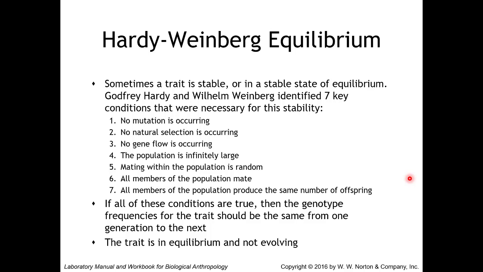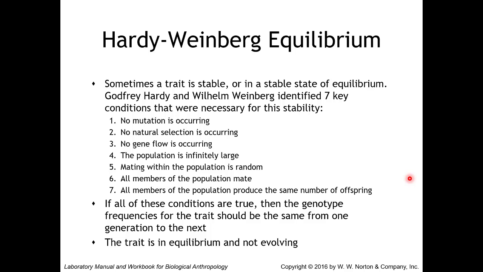These 7 conditions were: 1, no mutation is occurring. 2, no natural selection is occurring. 3, no gene flow is occurring. 4, the population is infinitely large. 5, mating within the population is random. 6, all members of the population mate. 7, all members of the population produce the same number of offspring.